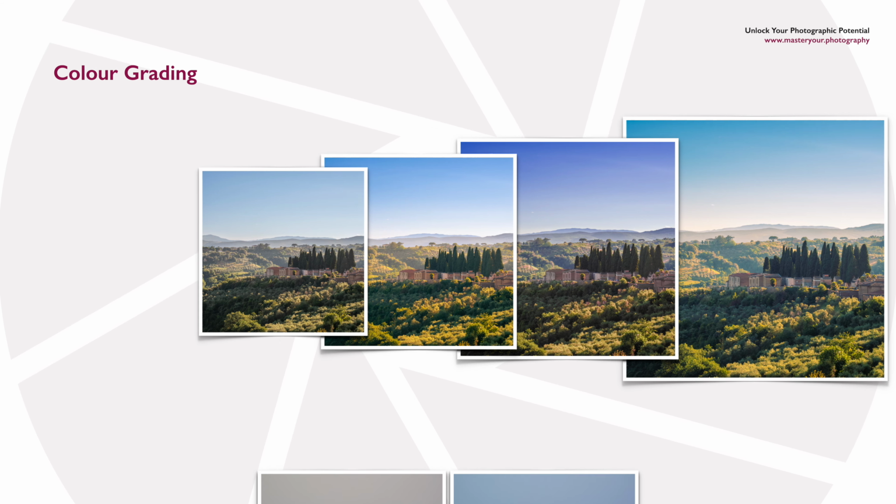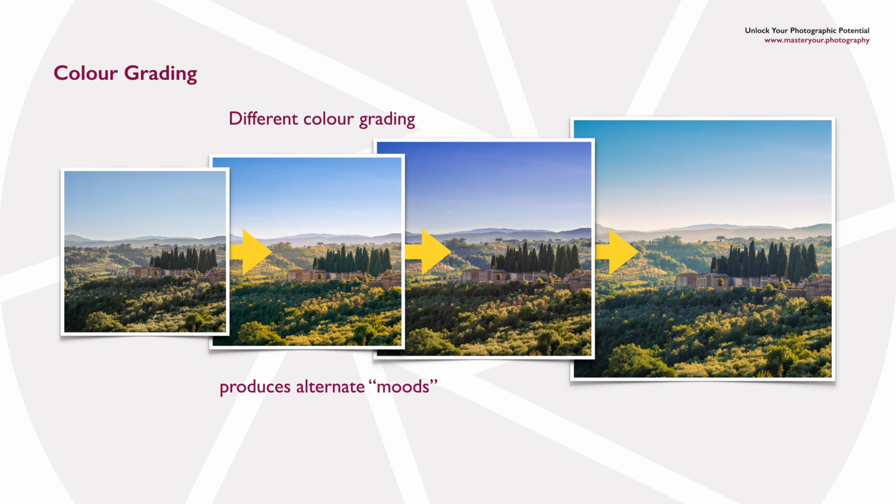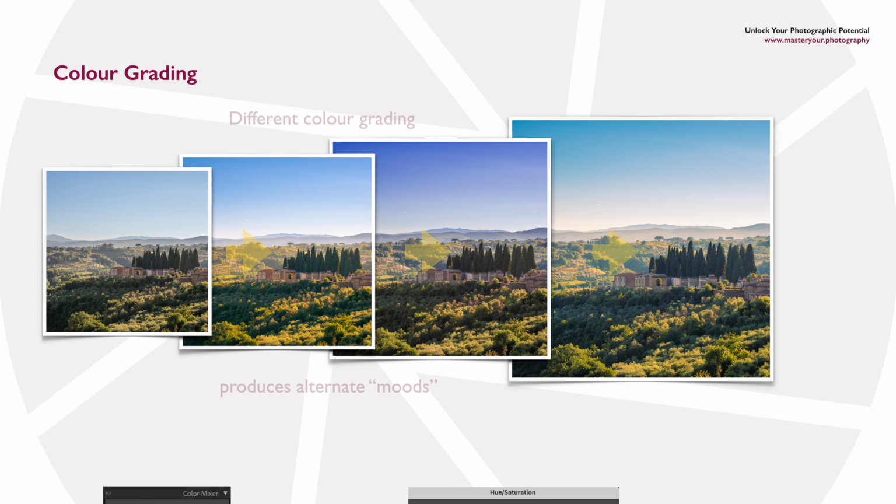Hopefully from these examples you can see how grading your image changes the mood. You can do this by changing the colour balance. You can split tone the images by colouring the shadows differently to the highlights. You can also tweak individual colours and tones within the image.